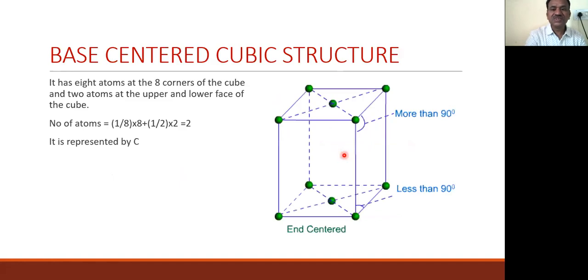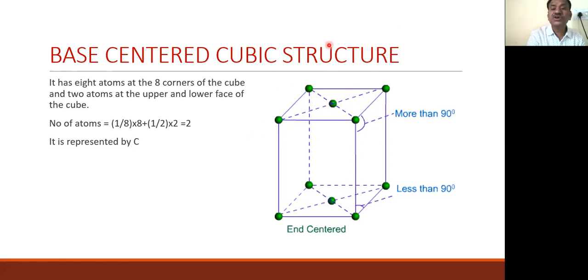Next one, base centered. It is called base centered. Base means here above, that is the table top, and the table bottom, there is one each here. And apart from that, corners are there: 1, 2, 3, 4, 5, 6, 7, 8. What is the contribution here? 1 by 8 into 8 plus 1 by 2 into 2, because this is one face and this is another face here. Not necessarily here.